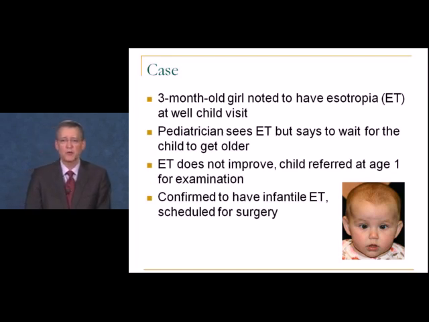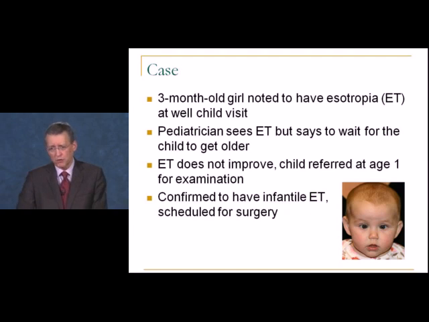So the case, 3-month-old girl, known to have esotropia at a well-child visit. The pediatrician saw the eye turning in, it definitely was, but said, well, just wait for the child to get older. It's hard to say what the eyes are doing at this age. Let's just see. So it didn't get better, though, and the child came in at age 1 for an examination, this is at about 6 months, was confirmed to have infantile esotropia and scheduled for surgery.